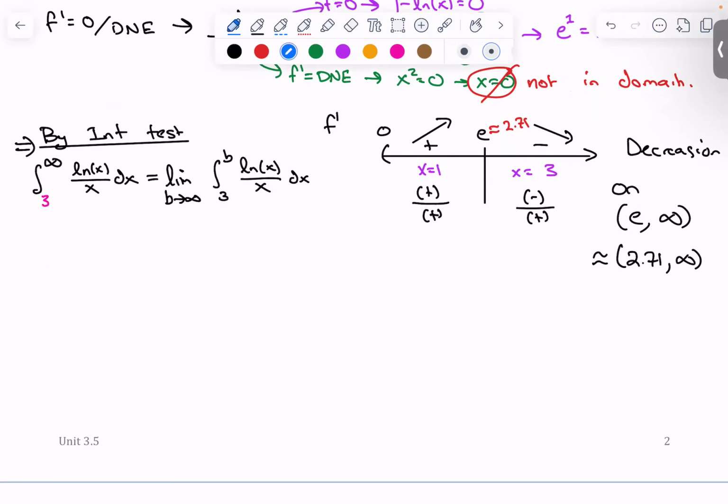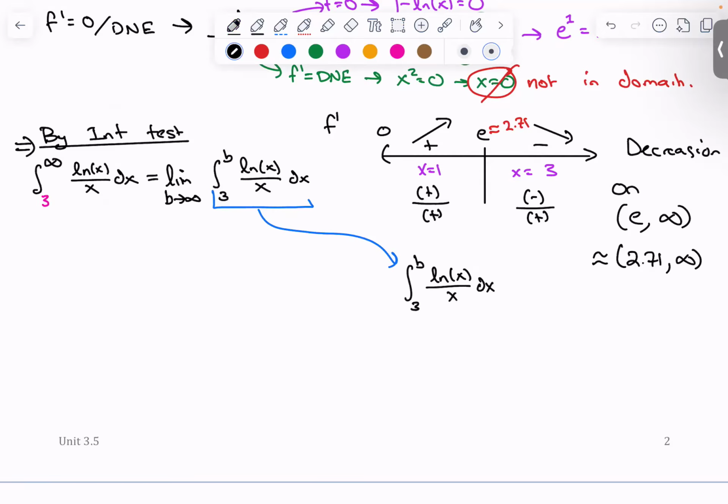And then I'm going to compute this integral off on the side because I don't want to have to keep rewriting the limit over and over again. So let's go ahead and do that. We've got the integral from 3 to b of ln x over x dx. That does not require any integration techniques, at least not yet. It is not a trigonometric integral. It's not a trig sub. It's not an integration by parts. You can do this one quite quickly with just a u substitution.